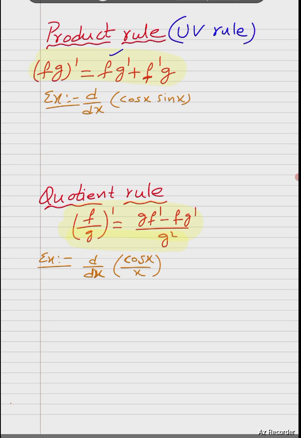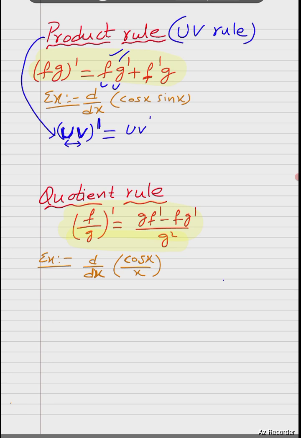Here I have assumed F and G, or you can take U and V also. Suppose there are two functions u and v for which you have to find the derivative, and these two are getting multiplied. That's what is called the product rule. If there is a product of two functions and you're asked to find the derivative, what's the formula?